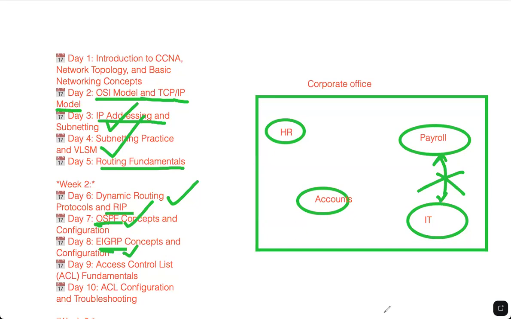Here, with the help of the ACL, we can segregate the users, we can segregate the departments, and then we can control the two-way communication from one department to the other. This way we will have control of who can communicate with whom in the network. That is about the ACL. So that's what we have gone through so far, up to day 10.